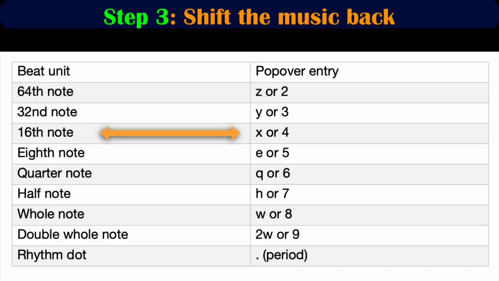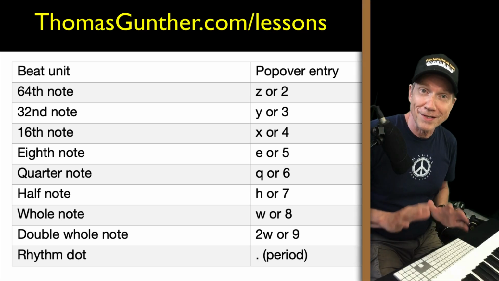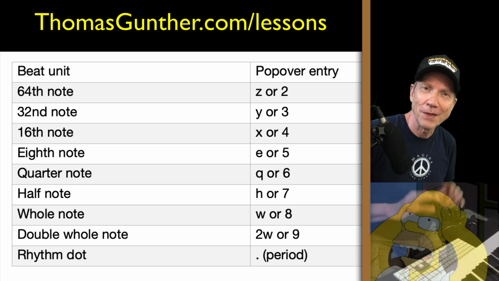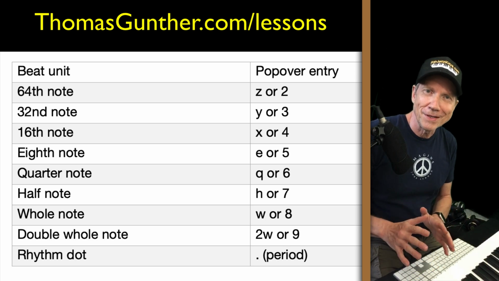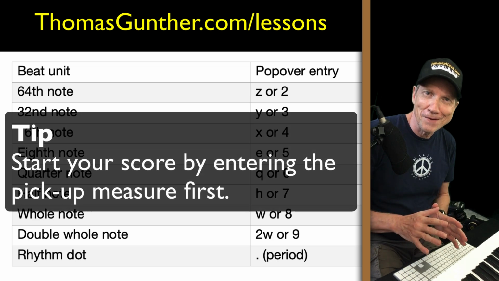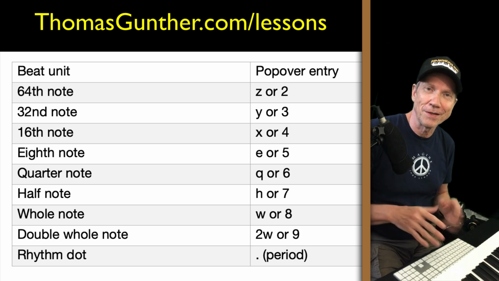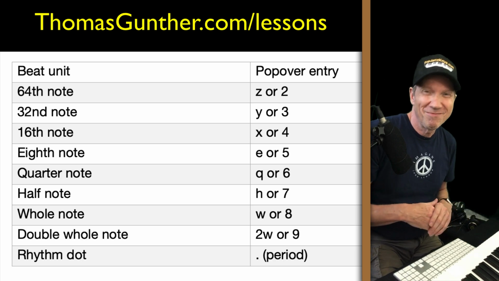For your information, here is a table that shows you the code for entering different note values into the bar popover. If you think this is unnecessarily complicated, you're absolutely right, and I have no idea why the Dorico guys did it this way. Anyway, my tip is: start with the pickup measure when you start a new score. That makes it a lot easier. You don't have to do the third step that I explained in the video. And once you get used to doing it this way, it's actually okay.